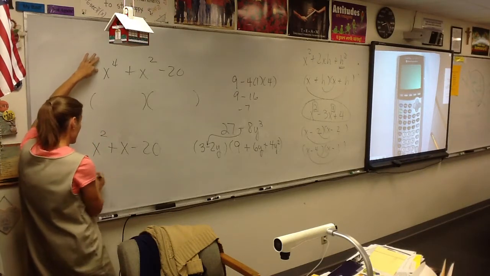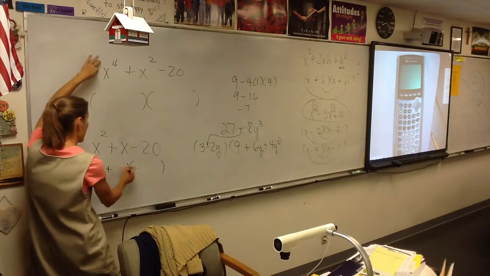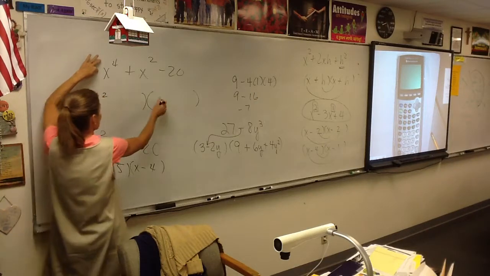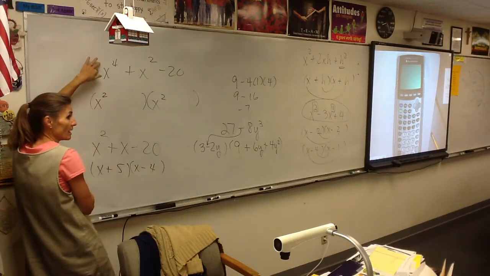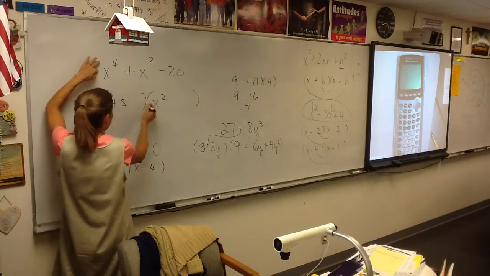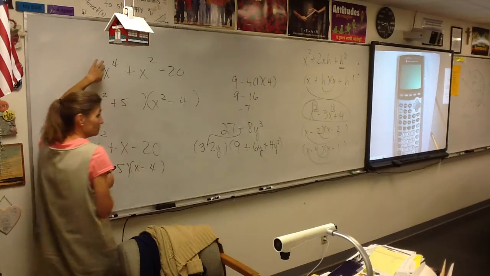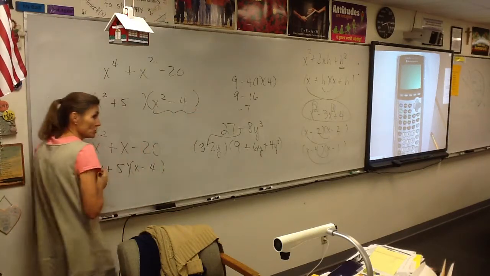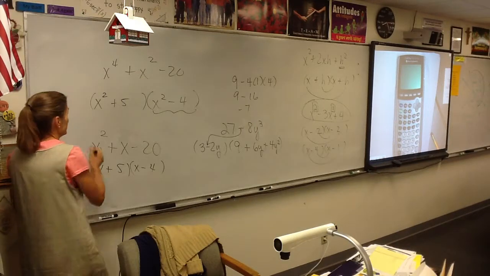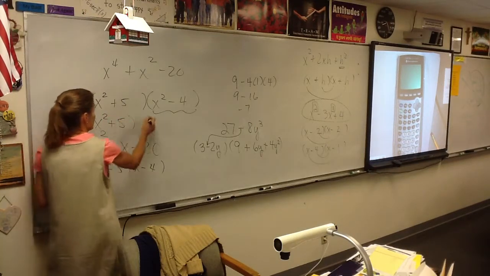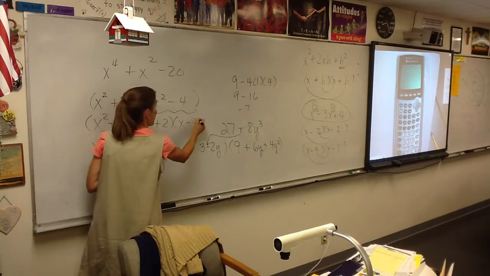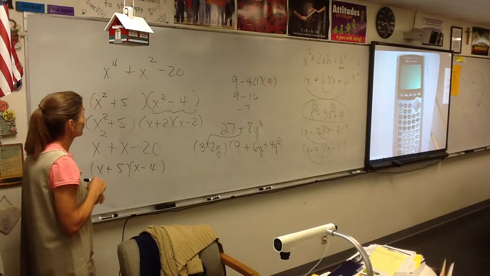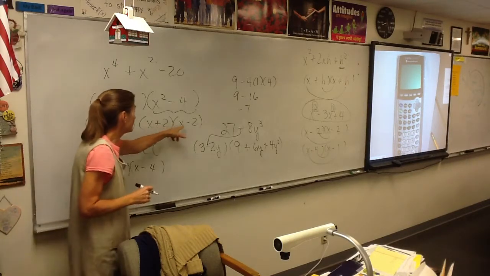So if you had this, you would have no problem, I don't think, factoring it. This is exactly the same thing, only instead of x's, we have x squared. So it's going to be x squared plus 5 and x squared minus 4. Now, be careful, because this one actually factors more. So you have to go ahead and factor that one by the difference of squares. So that would be your complete factorization.